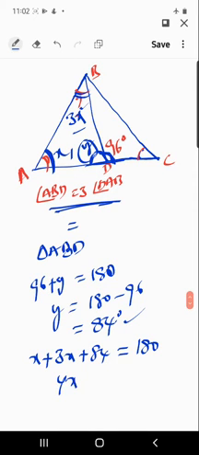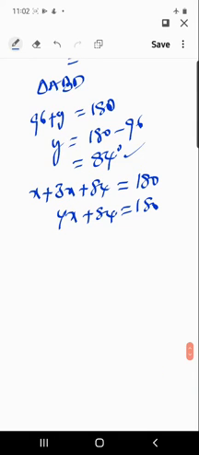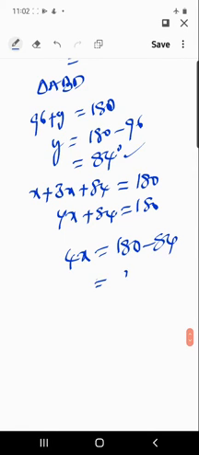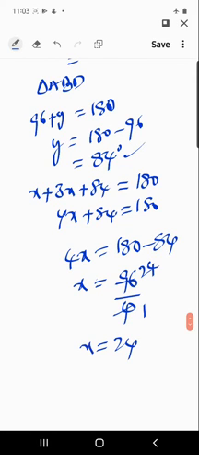Then 4x plus 84 is equal to 180. Now 4x is equal to 180 minus 84. 180 minus 84 is equal to 96. Then x is equal to 96 by 4. If I cancel, 4 ones are 4, 4 twos are 8, and 16 is there, 4 fours are 16, that means the x value is 24, we got it.